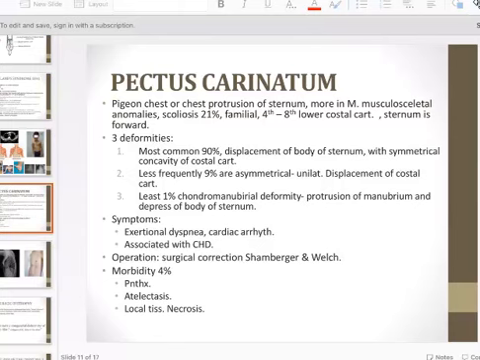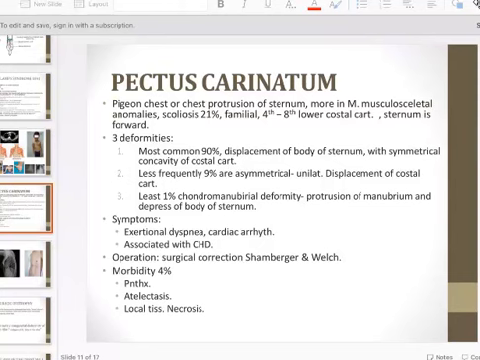Less than 1% have a chondromanubrial deformity. This is a protrusion of the manubrium and the breast of the body of the sternum. Here, in contrast, the pathology is usually in the body of the sternum. Here it is affected in the manubrium, and the body of the sternum is not affected. The position is the breast and the protrusion of the manubrium. This is in 1%.